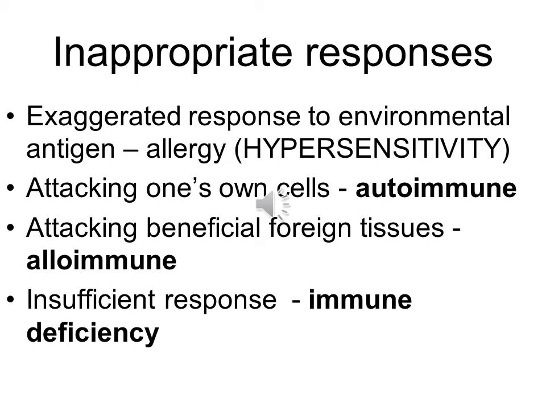Autoimmunity is when we start attacking our own antigens. An alloimmune disease is when we have a reaction against someone else's tissues. This could include a reaction to a transfusion or to the fetus during pregnancy. Immune deficiency occurs when there is an insufficient response by our immune system to an antigen.